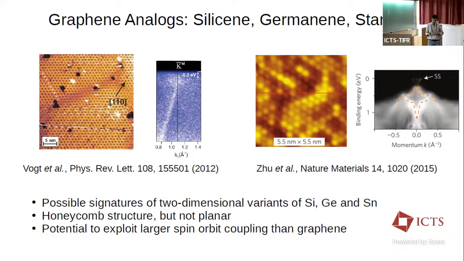Another interest was that because they have larger atomic masses or atomic numbers, one might be able to use their larger spin orbit coupling, which in the case of graphene is pretty much negligible. Right? So one of the driving ideas was also to potentially use them as topological materials because they have a larger spin orbit coupling.